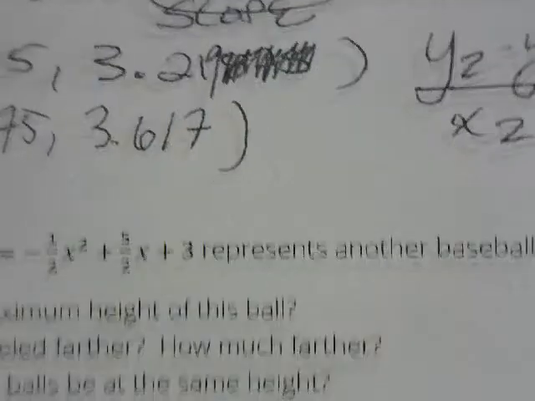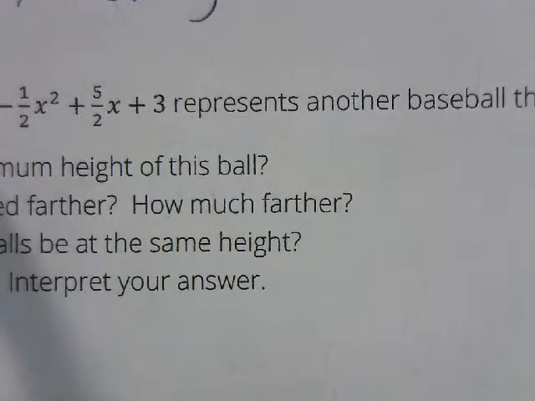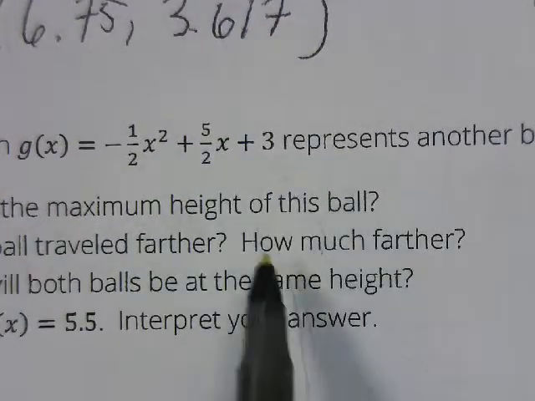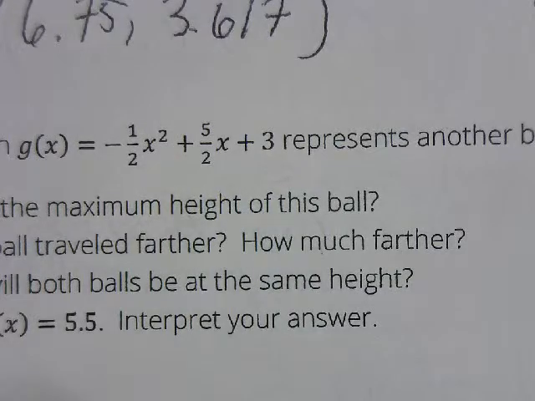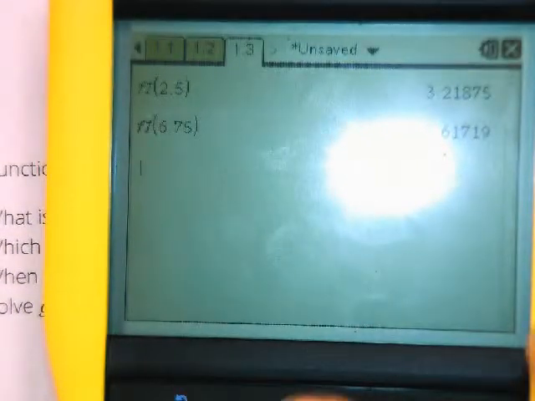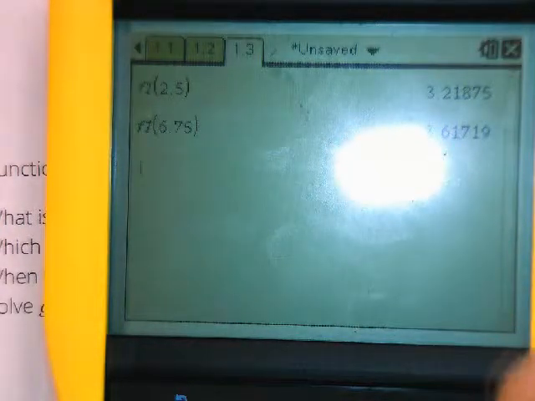So our very last question asks us to use a different function, g of x, to represent another baseball that was thrown, and then what's the maximum and all that good stuff. So we're going to go back to our calculator. We're going to add in this new function, g of x. So I'm going to get my trackpad to come up.